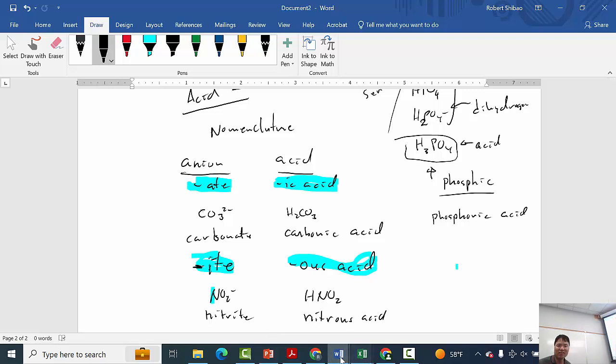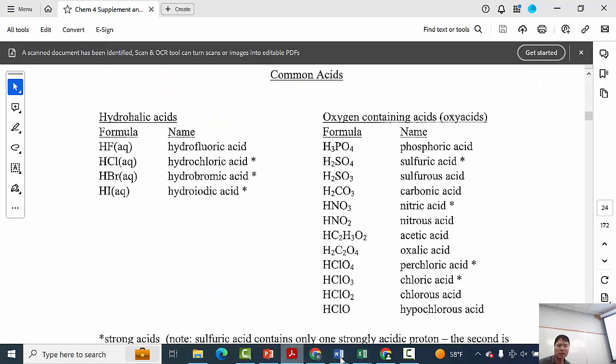So let's take a look at this. Let's look for some ites. We don't have that many ites. Here, nitrate has 3 oxygens. Nitrite has 2 oxygens. So this is nitrous acid. Here we have chlorate, which forms chloric acid. Chlorite forms chlorous acid. And this would be hypochlorite. Hypochlorite forms hypochlorous acid. That's it.